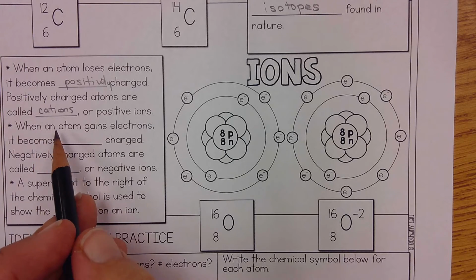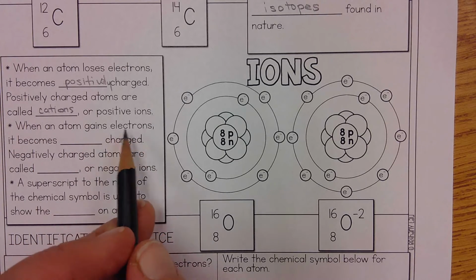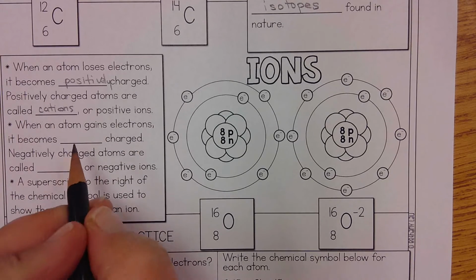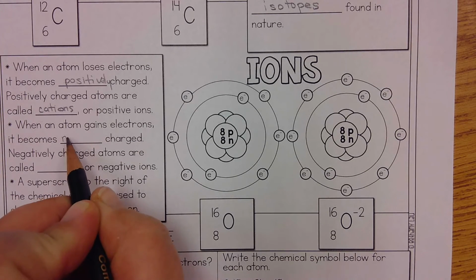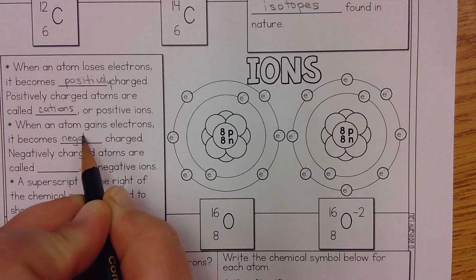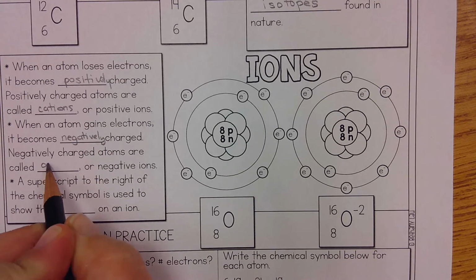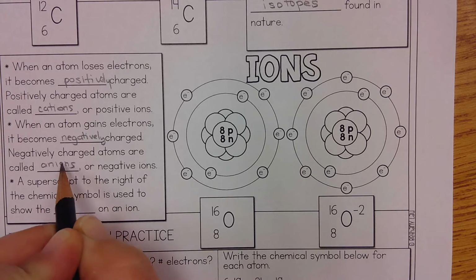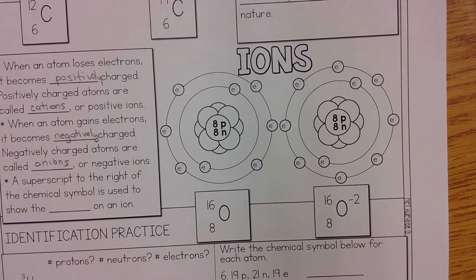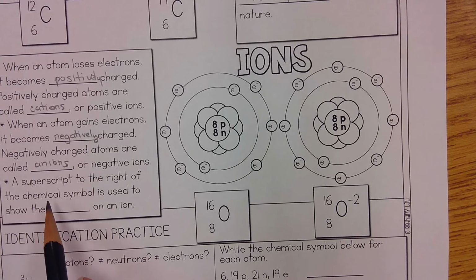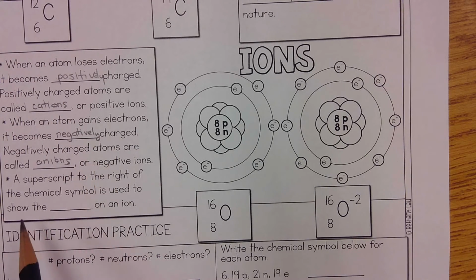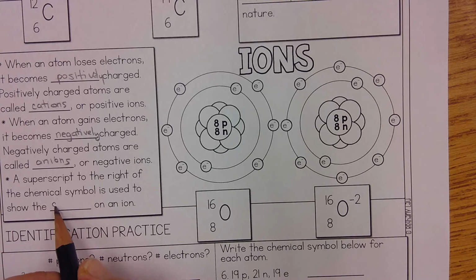The opposite is true. Also, we need to define when an atom gains electrons. So it has more electrons, more negative, then it's negatively charged. And those negatively charged atoms are called anions. And the way we designate whether it's positively or negatively charged is with a superscript. That's the little number up high, not like a subscript down low, but up high, right? It shows the charge on an ion.